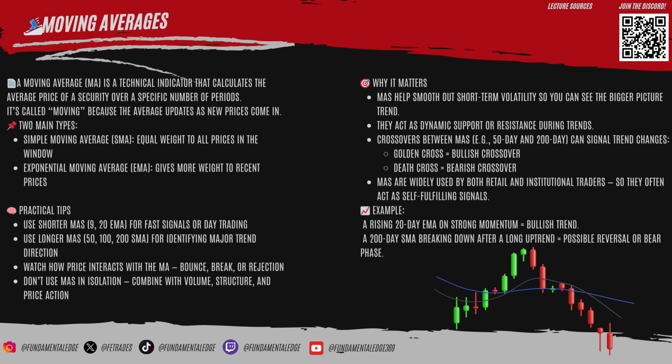And there are two main types, the simple moving average, or SMA, which gives equal weight to all price points, and the exponential moving average, or EMA, which gives more weight to recent prices, making it react faster to changes. The benefit? These lines help you avoid getting whiplash by short-term price swings. Let's say price is spiking and dipping all over the place, but the 50-day moving average is still climbing steadily. That tells you the trend is still intact, even if there's volatility along the way.